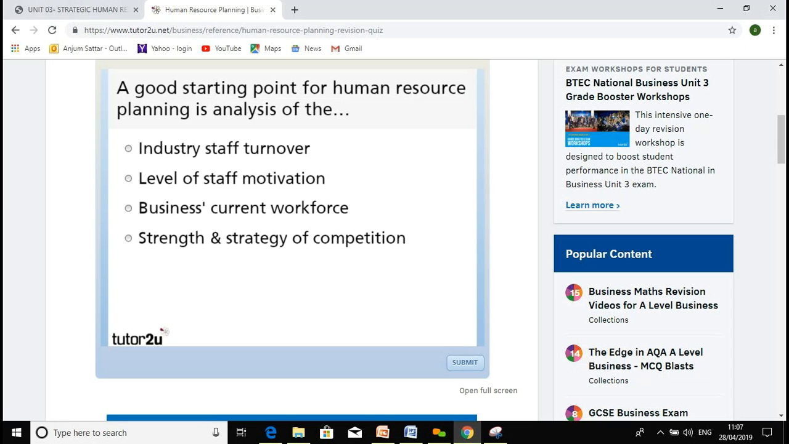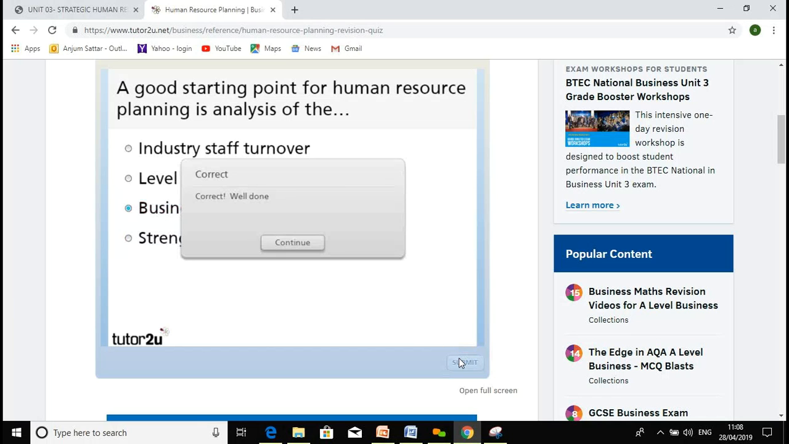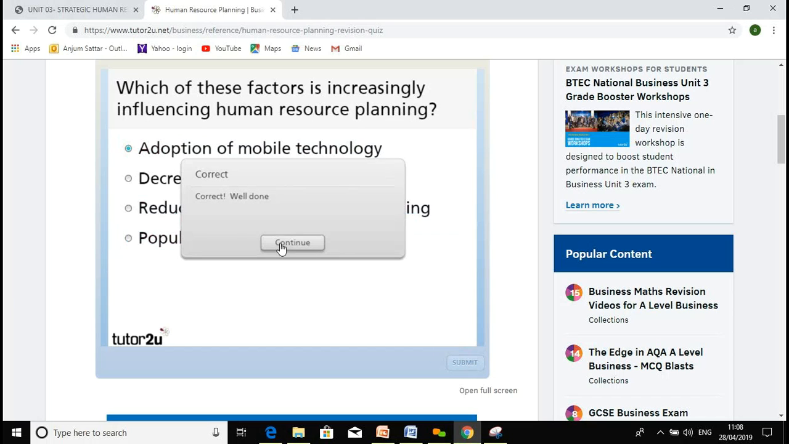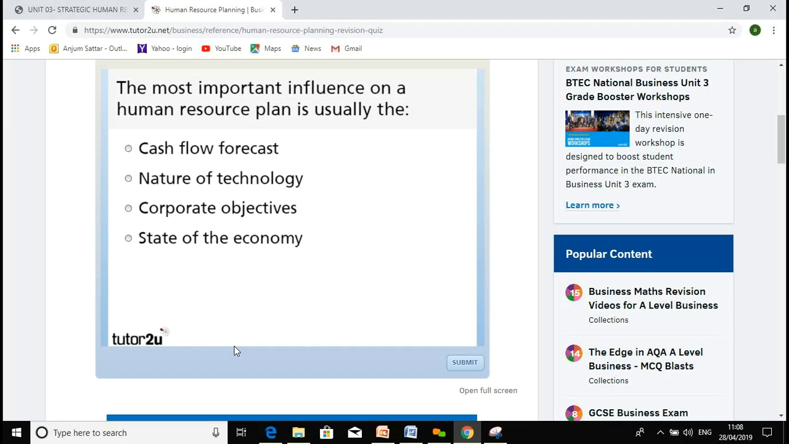Well, it's going to be the current workforce, isn't it? The business's current workforce, yes. Okay, well done. Correct. Which of these factors has an increasing influence on human resource planning? Well, most likely it is adoption of mobile technology. Well done. Correct.